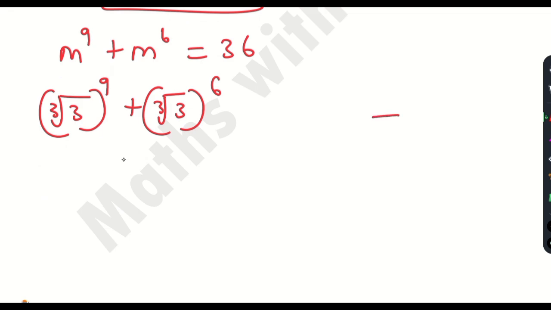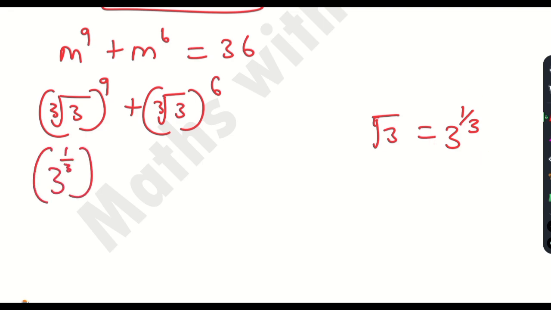So you know that cube root of 3 can be rewritten as what? 3 raised to the power of 1 over 3. And because we already have an exponent of 9 here, we'll basically still multiply this by 9. So let's do that here. 3 raised to the power of 1 over 3 times 9. Then do the same thing here. 3 raised to the power of 1 over 3 times 6. So 3 into 9 is 3. 3 into 6 is 2.